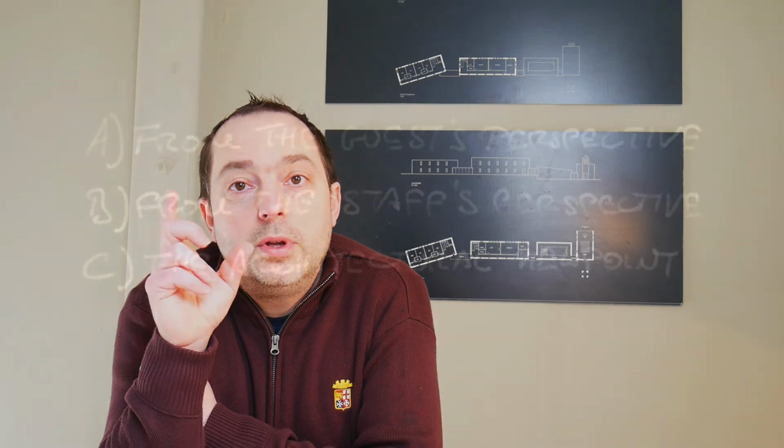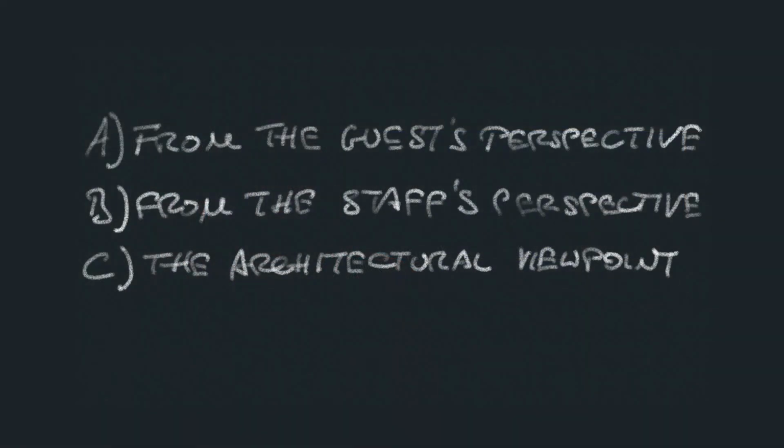So we can look at it from three perspectives. How would a guest, a visitor, look at that area? How would a clerk, a person working there, look at that area? And what are the demands and needs from the architectural viewpoint, which is usually more or less the same with the owner's perspective? So what does the architecture want? Let's look at the floor plan.